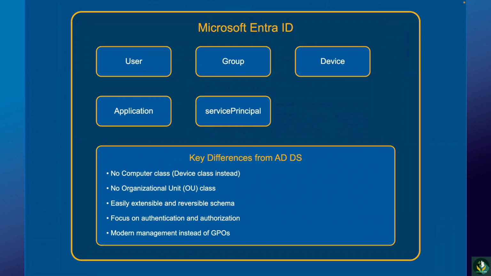First characteristic is simplified object types. The Microsoft Entra schema contains fewer object types compared to ADDS. There is a notable omission here. No computer class present in Microsoft Entra schema. Instead, it includes a device class. And the process of joining devices to Microsoft Entra ID is significantly different from joining computers to ADDS.